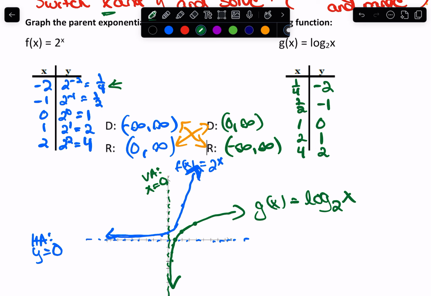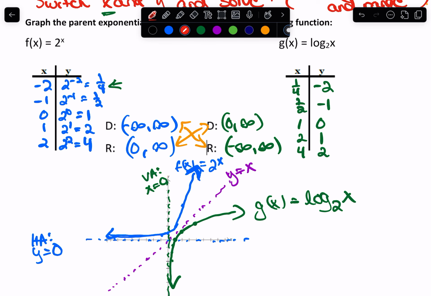Okay, the one thing that we could do is draw a line over here between them. If we folded this graph along this line, our graphs would go on top of each other. So this line is y equals x. They are symmetric across that. Okay, so that's what it looks like.